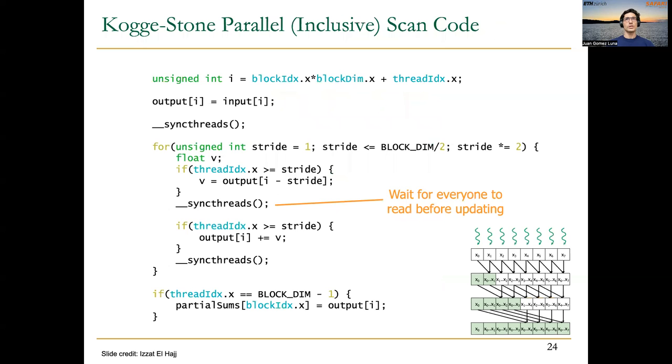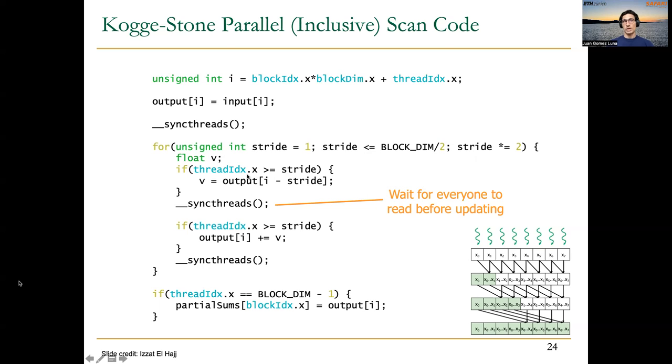How the code looks is what we can see in this slide. First of all, we need this index for each thread to access the corresponding element. And because we are doing an inclusive scan, we initialize the output with the own element of the input. After that, we synchronize the threads in each block, and in this for loop, we are going to perform as many iterations as necessary, log n iterations, from a stride 1 to a stride that will be half of the thread block size. And as you see, we double the stride in every iteration.